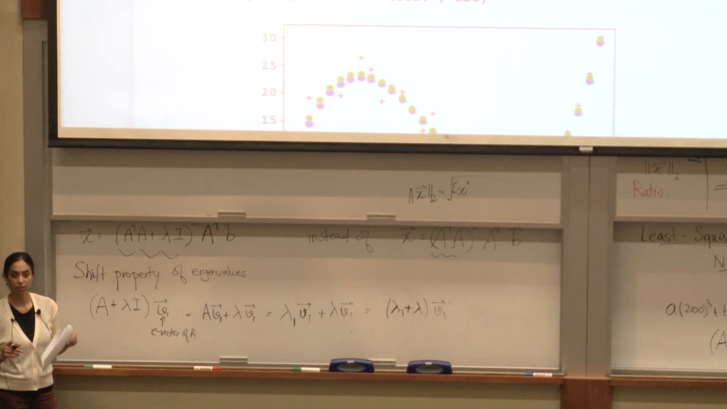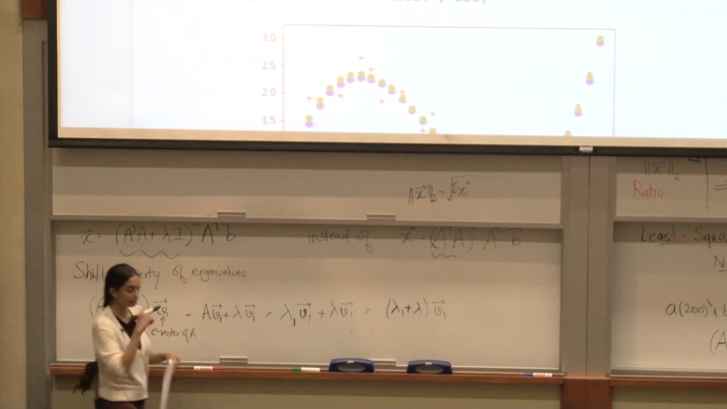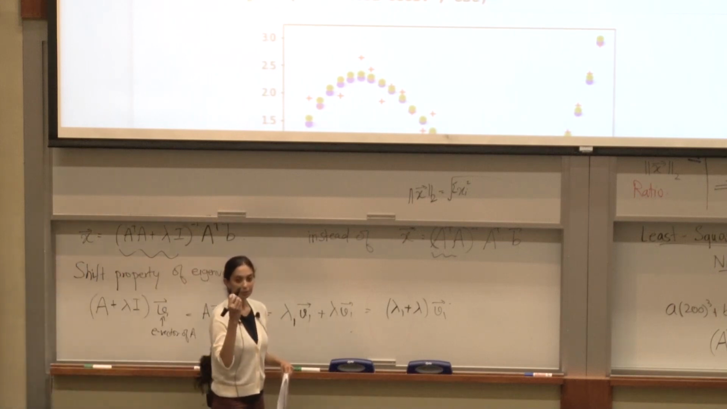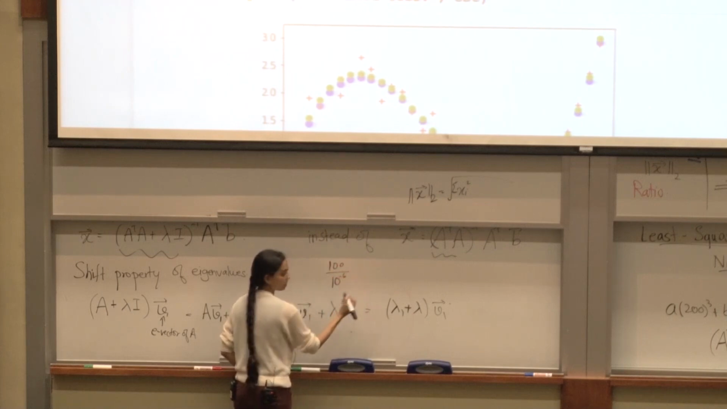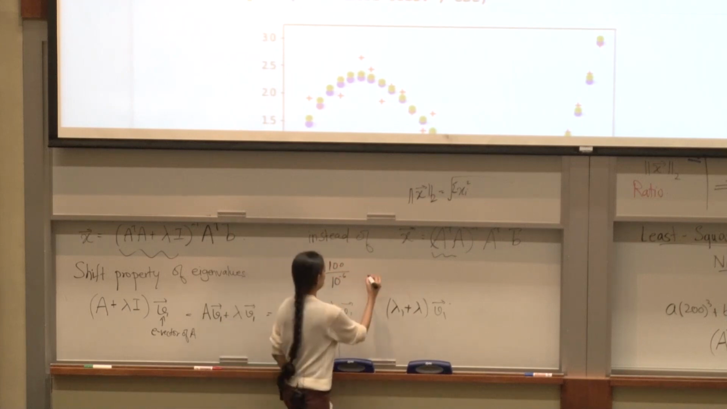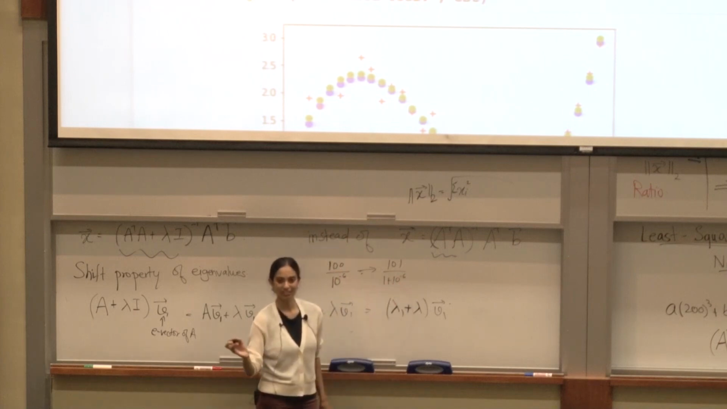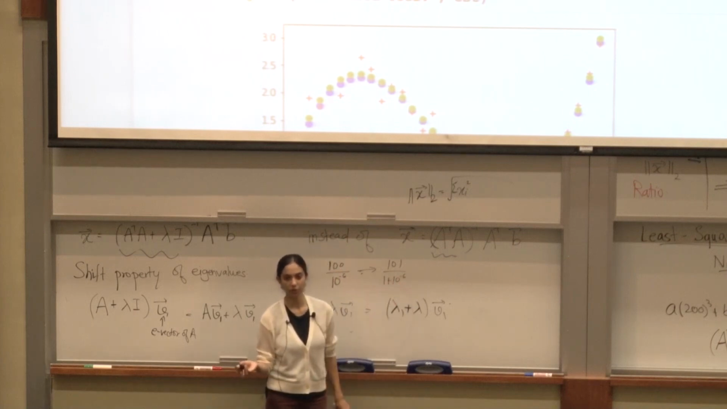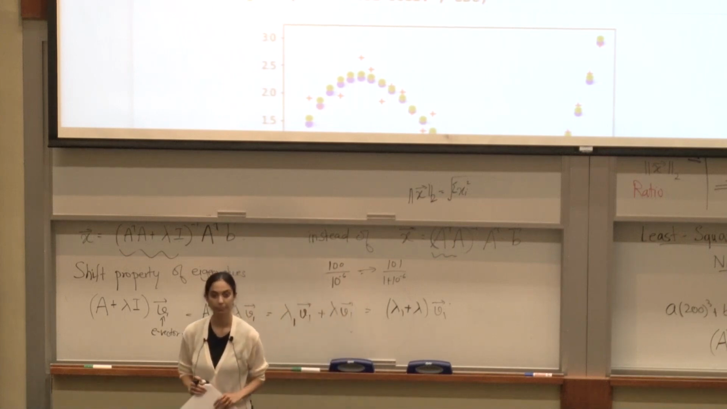Yes, question? Don't you also increase the biggest? You will also increase the biggest singular value. But basically, if you have something really tiny, like, let's say, 100 divided by 10 to the minus 6, and you add 1, so I change this to 101 over 10 to the minus 6, suddenly you've had a huge impact on the condition number, right? Because your smallest singular value might be really tiny.